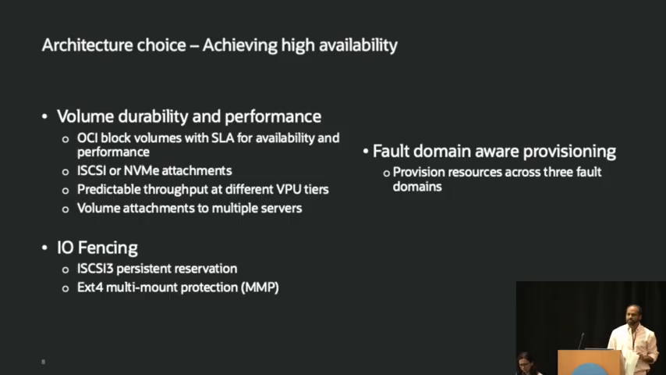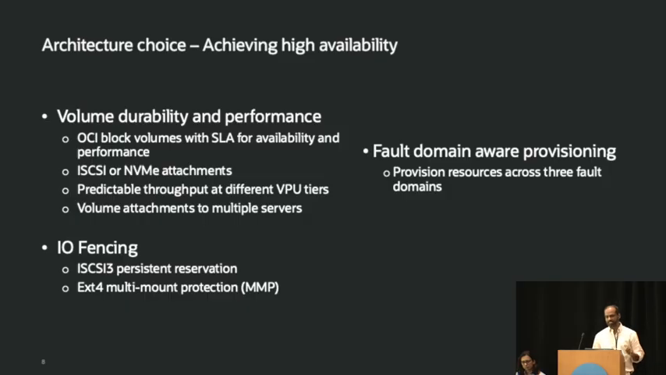So for volume durability and performance, we use OCI block volumes because that is a proven technology for OCI, and it is protected by SLAs. You have both performance and availability SLAs available for the block volumes. You could have iSCSI or NVMe attachments, and it's predictable performance. And of course, these volumes will be moved around across OSTs.